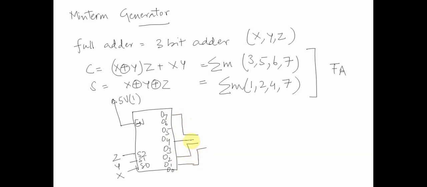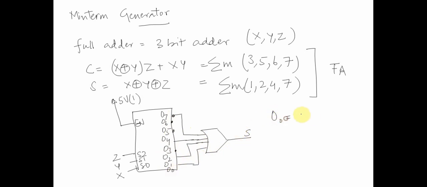We can OR them together, and this will give us the sum. So basically, if we have a decoder available, we can just add an OR gate, and we can get the sum term. Similarly, we can OR the terms 6, 7, 5 and 3, and we will have the carry operation with us, right?